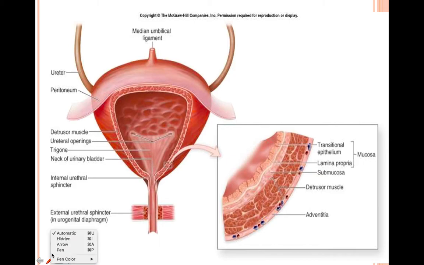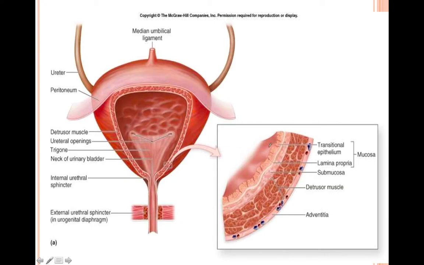Here is a diagram of your urinary bladder. You'll notice this is your peritoneum, again, that lining to your abdominal cavity. Your urinary bladder is actually outside of that, so it sits right on it, and this is where your ureters connect here. You'll notice your different layers.